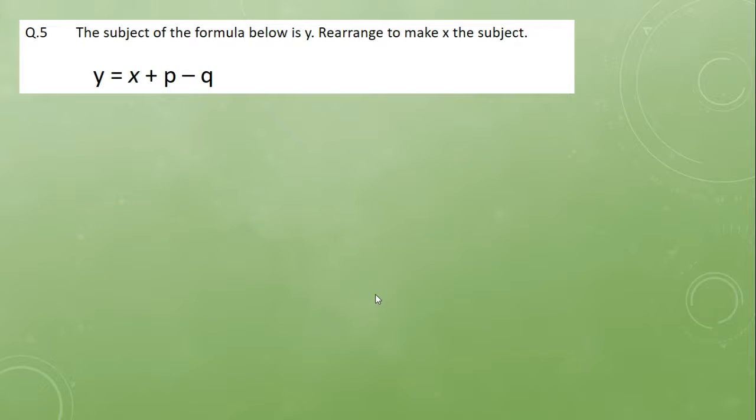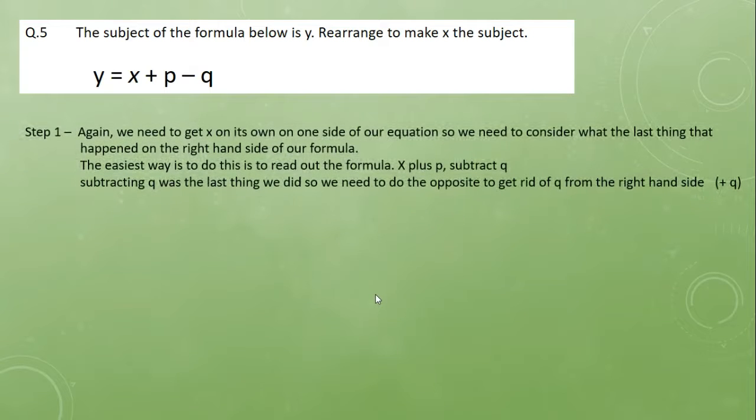Questions 4, 5 and 6 were very similar, all about rearranging to make x the subject. y equals x plus p minus q. Again, if I read it out, I would say x plus p minus q, or subtract q. The last thing I said was subtract q, so now I'm going to do the opposite of that so that I get rid of q from the right hand side. So I'm going to add q to both sides. If I add q to both sides, I'll get y plus q on the left, and I'll get x plus p on the right because I've got rid of the q from the right hand side.